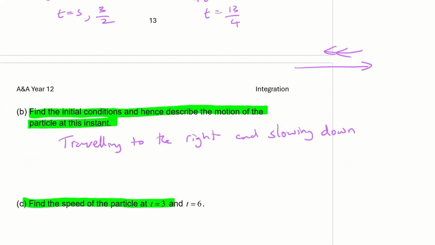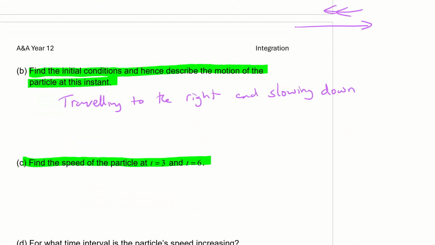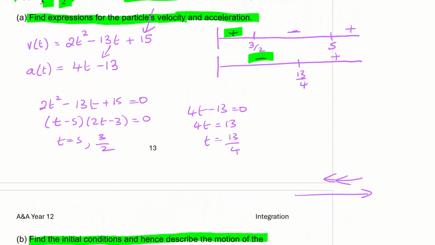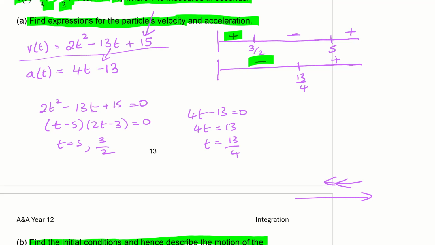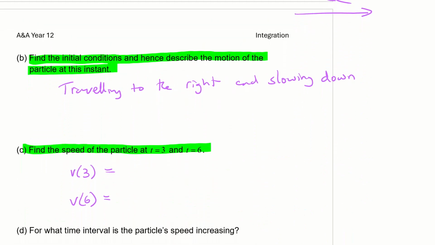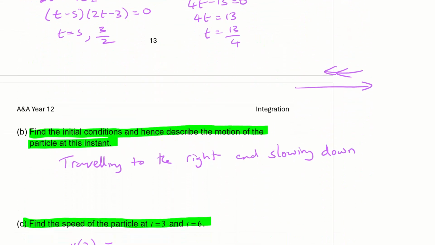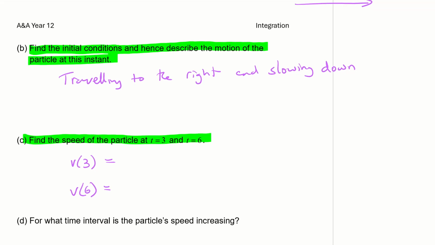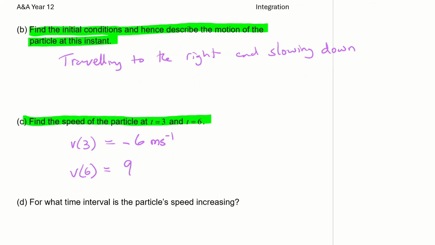Find the speed of the particle at t equals 3 and t equals 6. That just means we need to calculate v(3) and v(6). So it's just a case of substituting each of those numbers into here. So this one here is −6 meters per second, and this one is 9 meters per second.